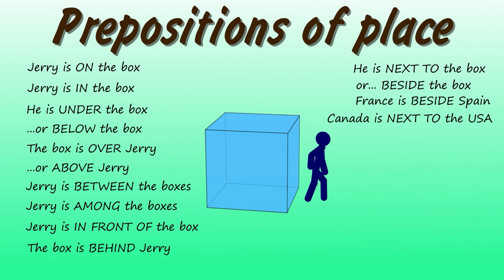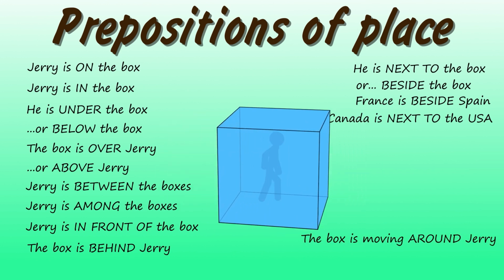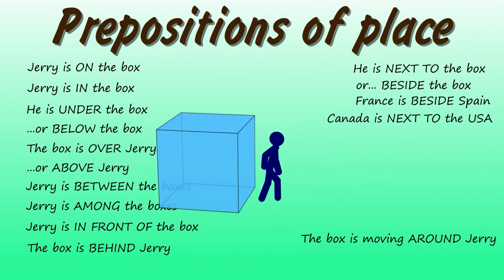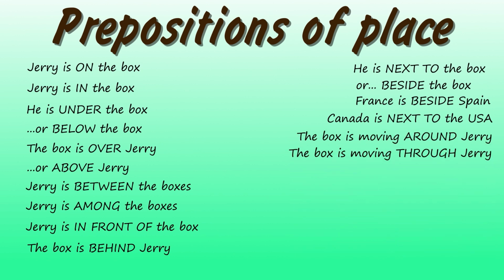Finally, we have around and through. The box is moving around Jerry. Now the box is moving through Jerry. And that's all for our basic prepositions of place. If you want to learn the prepositions of place for transport or for locations, then check out our other video on prepositions.